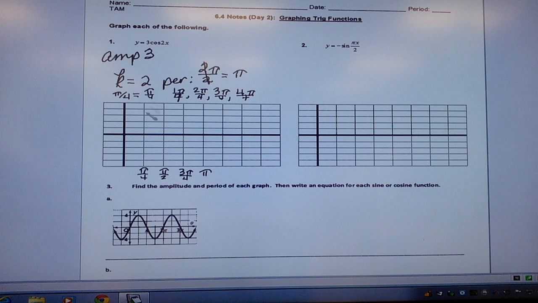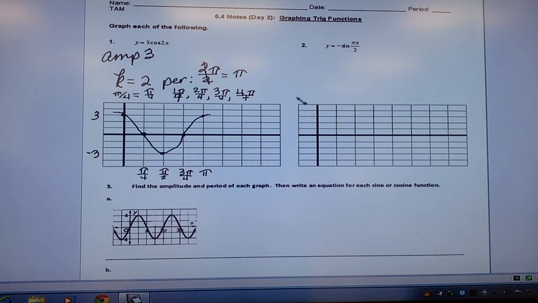Since our amplitude is 3, our range is from negative 3 to positive 3. And remember, cosine is max, 0, min, 0, max. So once you plot your points, go ahead and draw your cosine function. Remember, draw smooth curves and do the best you can.